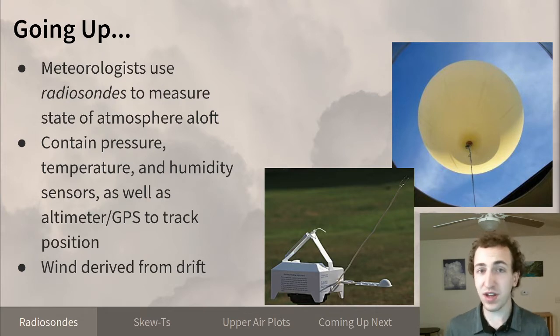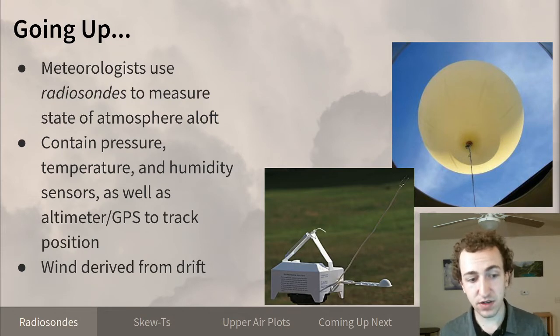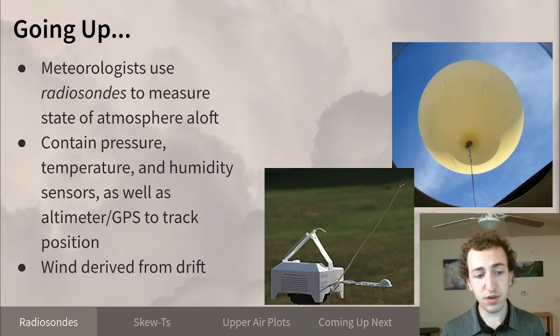Now these radiosondes, the standard ones that are used in the US and around the globe, they contain pressure, temperature, and humidity sensors, as well as an altimeter and/or GPS system to track position and height. They don't contain sensors in and of themselves to measure wind, even though wind is a very critical quantity that we are trying to observe through these upper air systems.